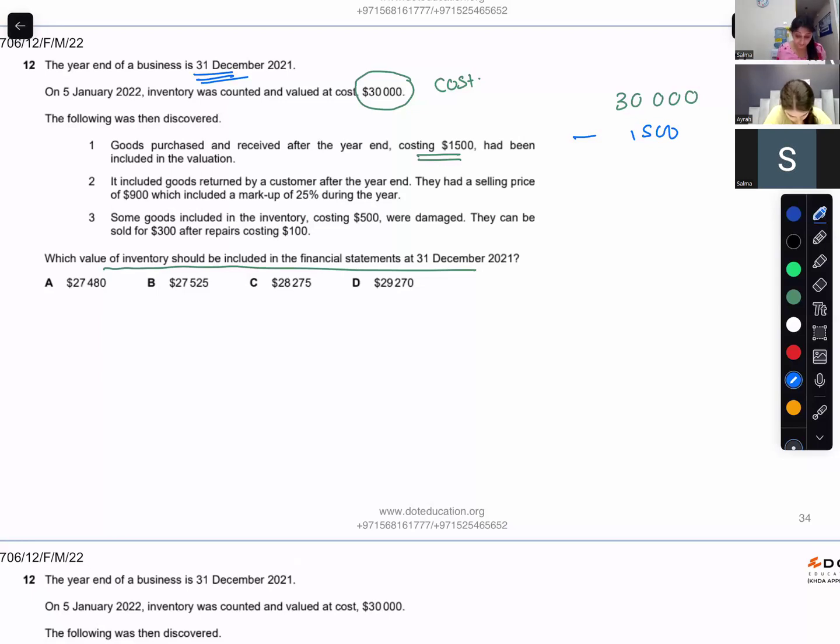So this included a sales return. Sales return had been included, but it wasn't supposed to be, so you'll minus it. Understand properly. Basically, that 30,000 had goods which were returned by the customer, and this return happened after the year end. But at the time of year end, this was not a part of closing inventory, so it has to be removed.